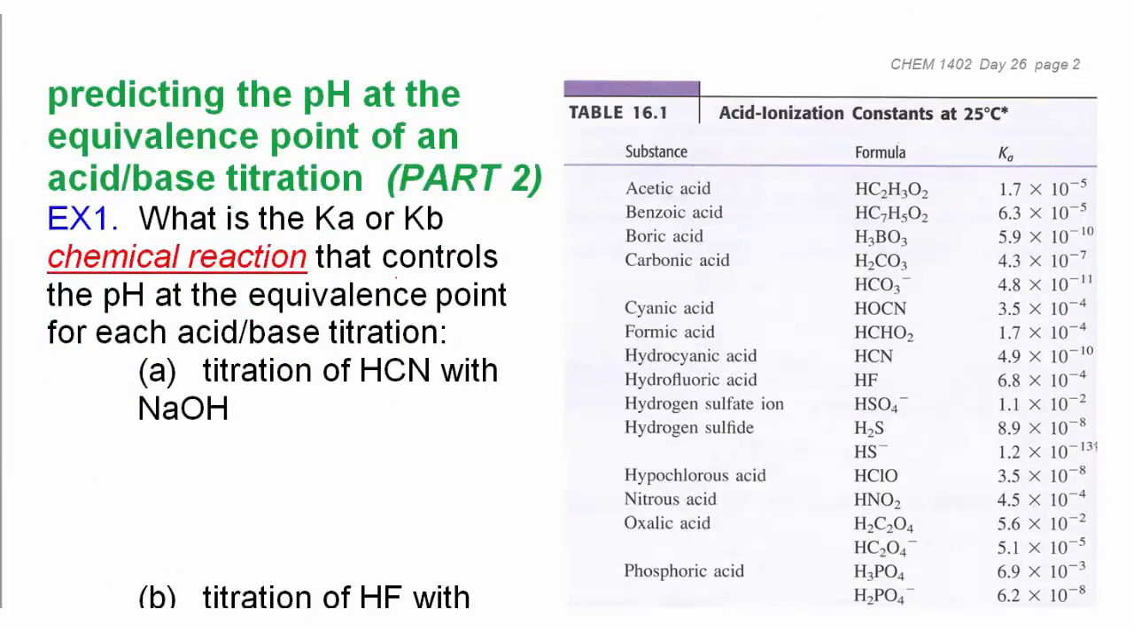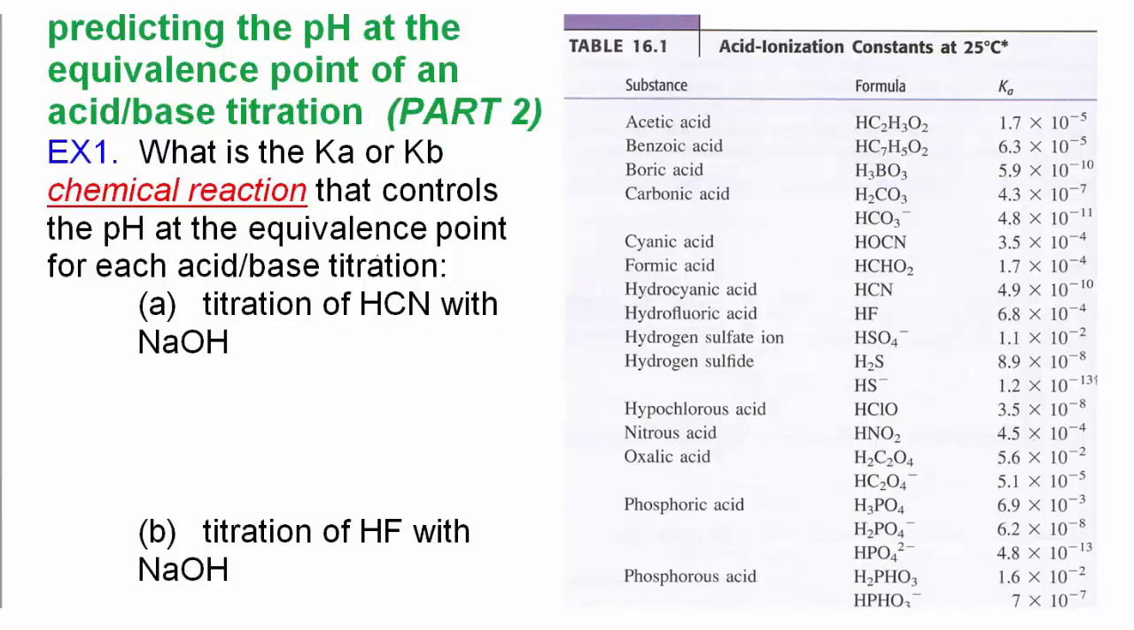So predicting the pH at the equivalence point of an acid-base titration, part 2. What is the Ka or Kb chemical reaction that controls the pH at the equivalence point for each acid-base titration? So we're just going to practice a few of these. We are titrating hydrocyanic acid with NaOH.